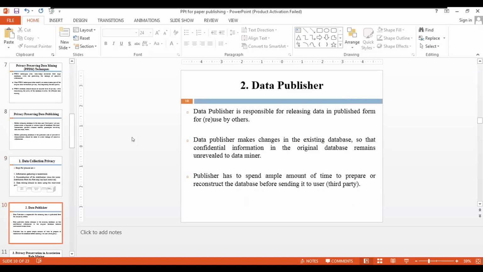Next it will be data publishers, that in the earlier part we have explained. In the same way, it will be their original database. We will change that existing database, and then we will provide it to the third party, and accordingly they will use it, and that original data we will keep with us ourselves.